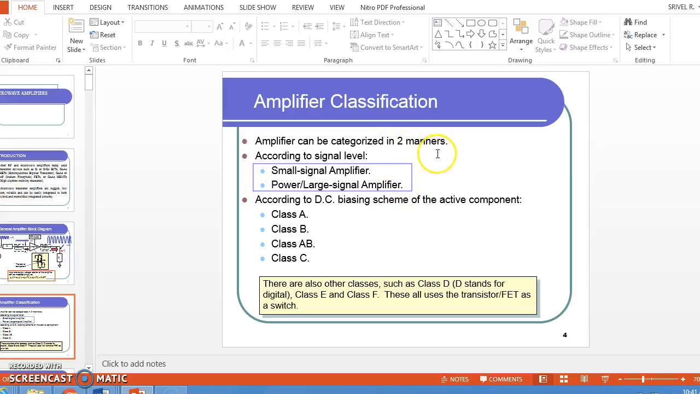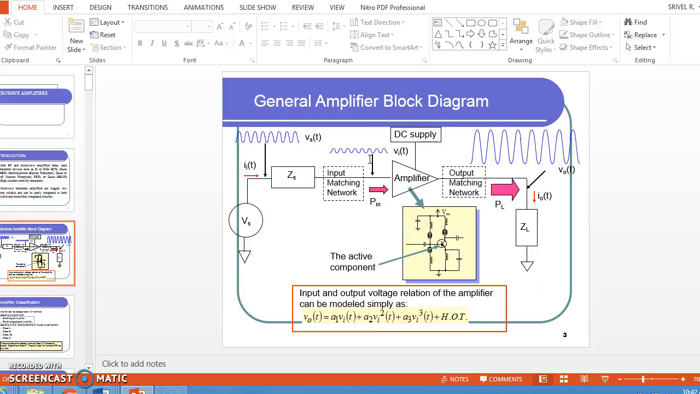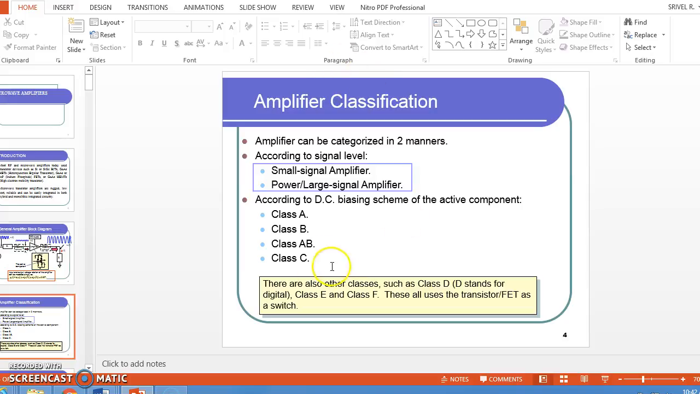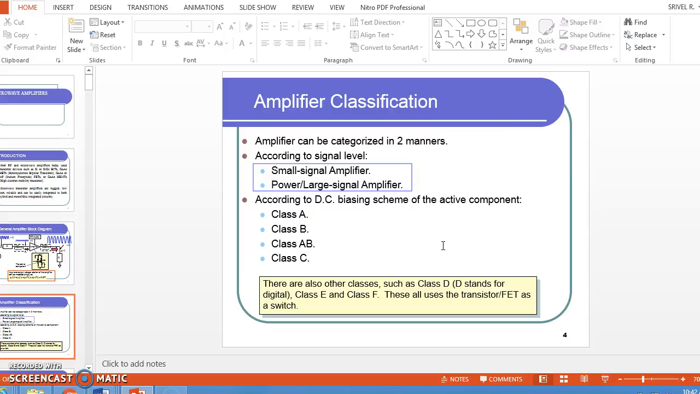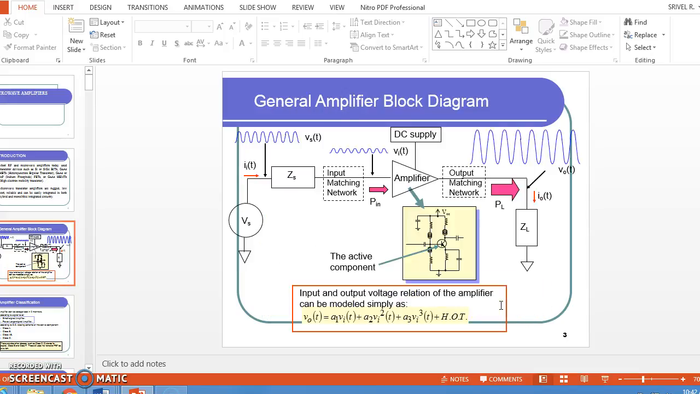Amplifiers can be categorized in two ways. One is according to the input signal: we have either a small signal or a large signal. According to the DC biasing scheme of the active component, the transistor can be of class A, class B, class AB, and class C. There are also other classes such as class D, used for digital, class E and class F. These all use the transistor or FET as a switch.